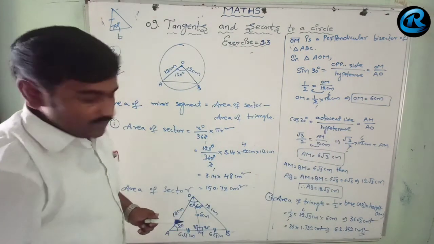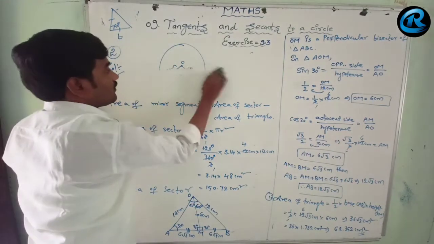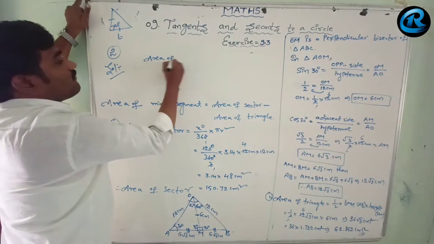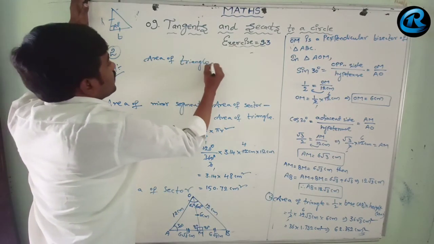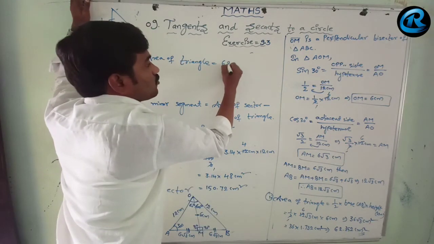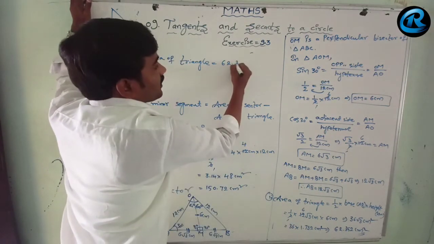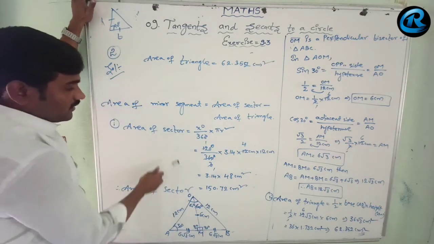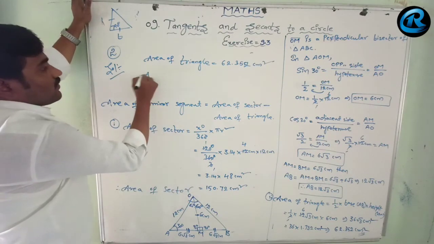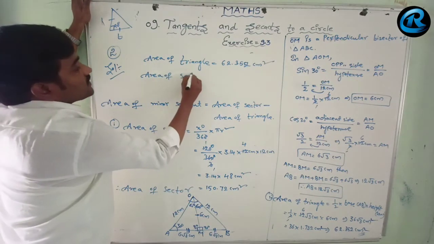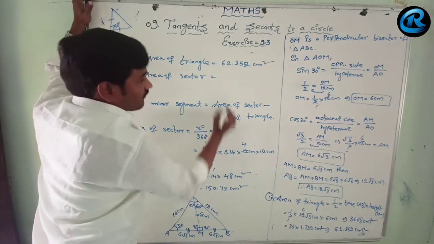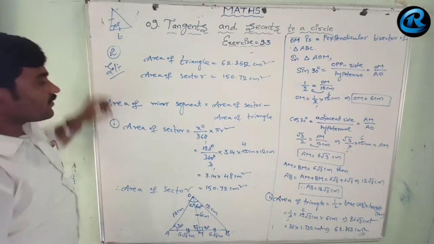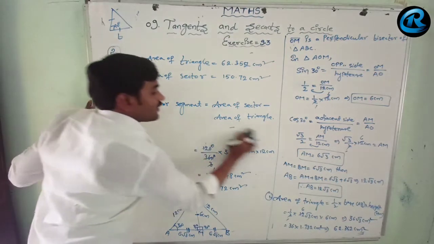Then the area of triangle is equal to 62.352 centimeters square. Now already we got area of sector. Area of sector value already we got, that is 150.72 centimeters square. Now we can find out the area of minor segment.